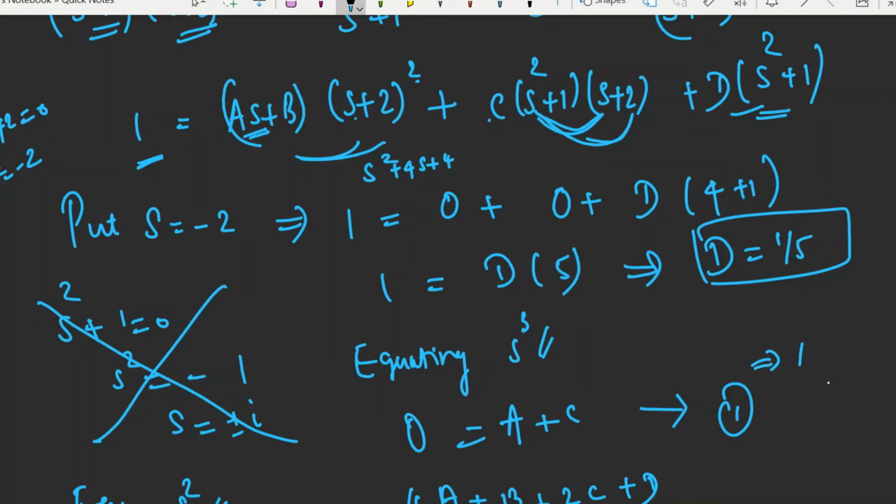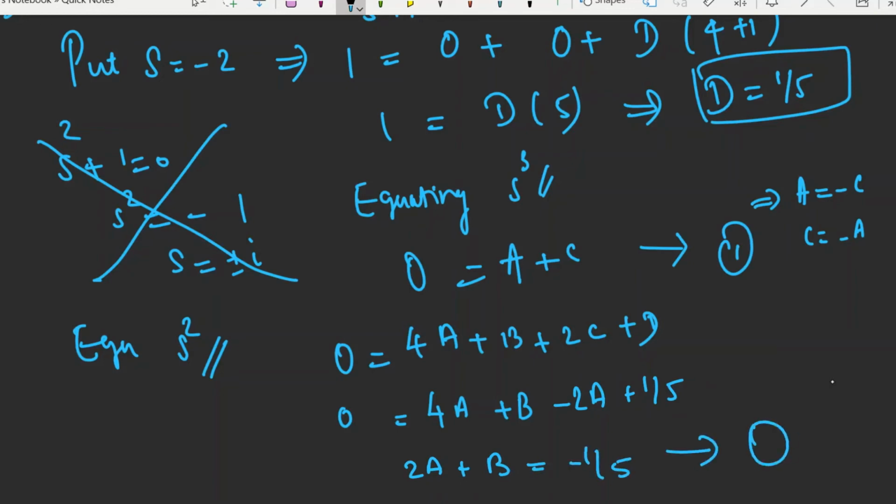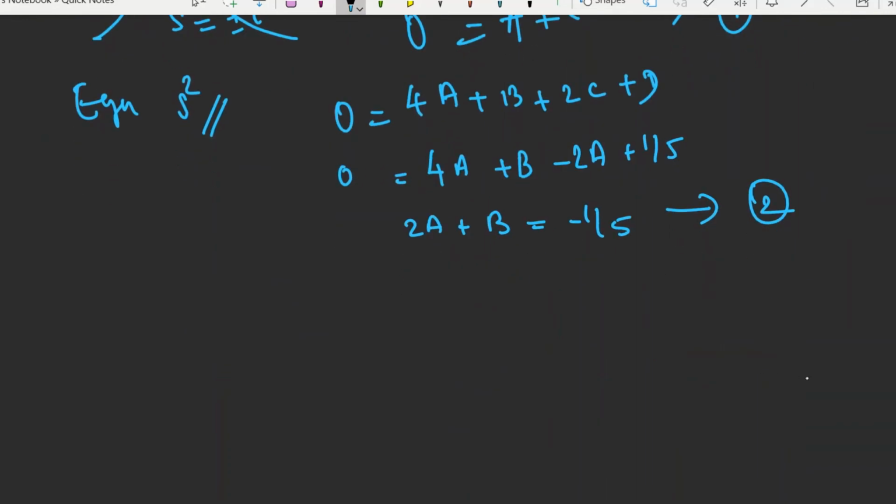So from this we can get either a is equal to minus c or c is equal to minus a. Now I am going to substitute all the terms here. So 0 equals 4a plus b plus 2c plus d. Instead of 2c I can write minus 2a, and d value is 1 divided by 5. So 2a plus b is minus 1 divided by 5. This is one of the equations. Next, put s equal to 0, or equate the constant term.